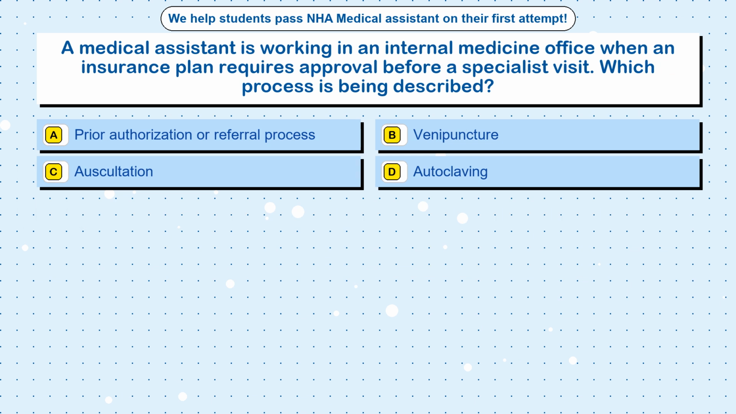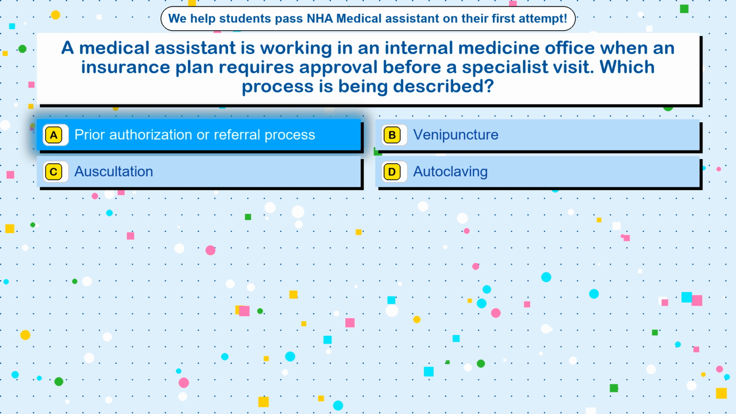Question 94. A medical assistant is working in an internal medicine office when an insurance plan requires approval before a specialist visit. Which process is being described? Option A, prior authorization or referral process. Option B, venipuncture. Option C, auscultation. Option D, autoclaving. The correct answer is option A, prior authorization or referral process.